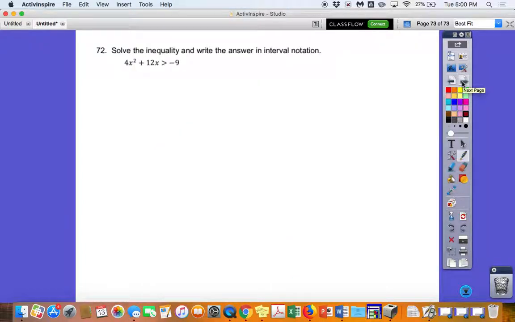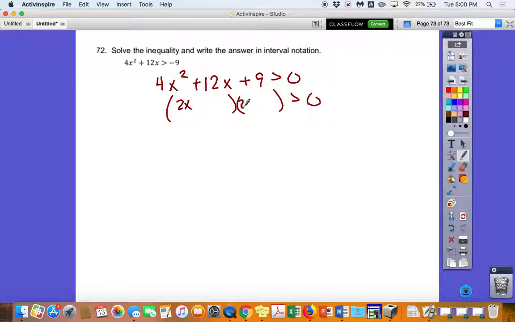Okay, so solve this inequality, write it in interval notation. It's the same business. And that will be plus 9 greater than 0. So 2x, 2x, 3, 3. This is funky because it's the same thing, right? So when you stack it up, write it twice. Just write it twice or you're going to have a boo-boo.